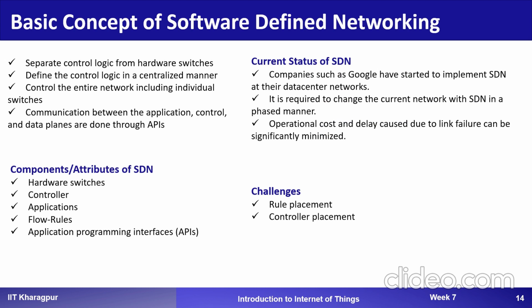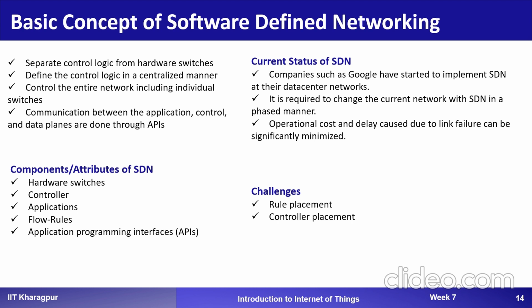In SDN, the control logic is separated from the hardware switches. It defines the control logic in a centralized manner and controls the entire network, including individual switches. The communication between the application, control and data planes is done with the help of APIs. There are mainly two types of API, northbound and southbound APIs, which make the communication between these different planes possible.